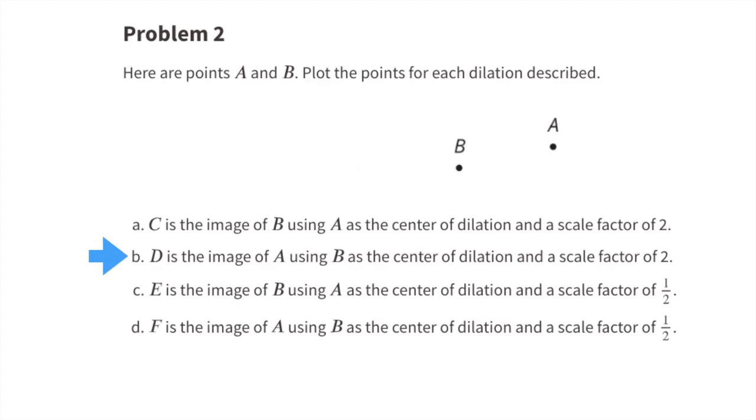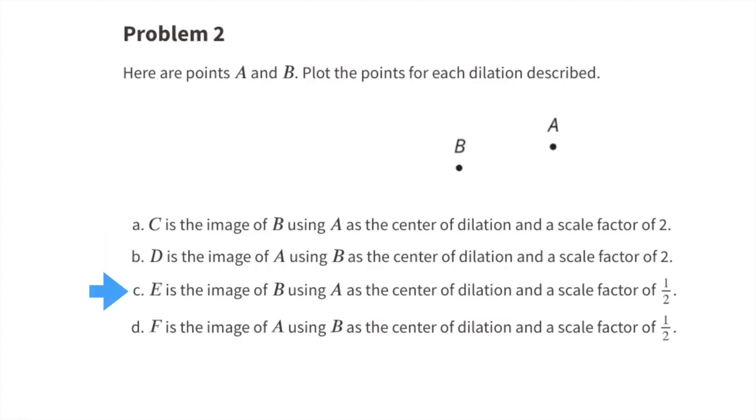B. D is the image of A, using B as the center of dilation, and a scale factor of 2. So now you're going to start at B, head towards A, and move past A one full unit. So this is where you would plot the point for D.